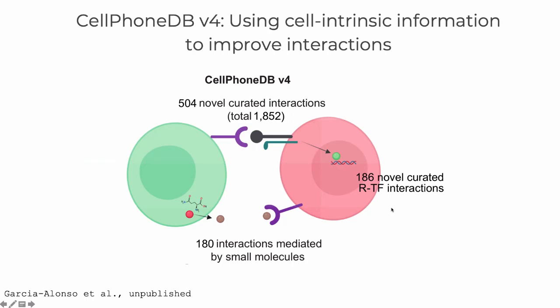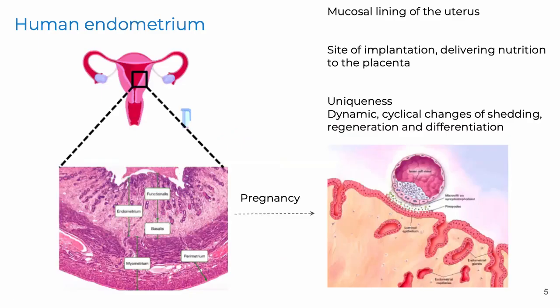of this pathway. So for today's presentation, I'm going to tell you how we have used CellPhoneDB and other tools to study the human endometrium. We are interested in development, but in this case we were not looking at the developing embryo, but instead at the uterus, that is the environment where this embryo develops.